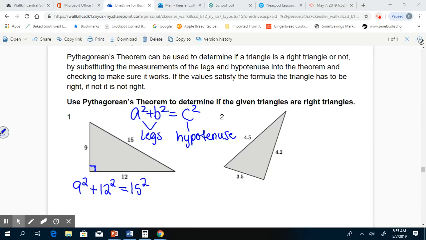9 squared is 9 times 9, which is 81. 12 squared is 12 times 12, which is 144. And 15 squared is 15 times 15, which is 225. If I add 81 and 144, 1 plus 4 is 5. 8 plus 4 is 12, carry the 1. And 1 plus 1 is 2, so we have 225 equals 225. Therefore, this is a right triangle.